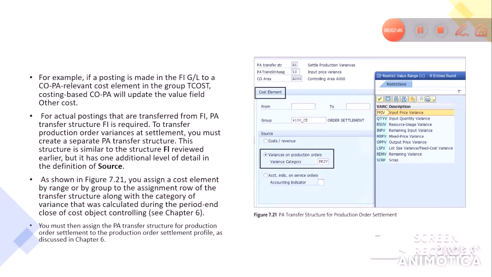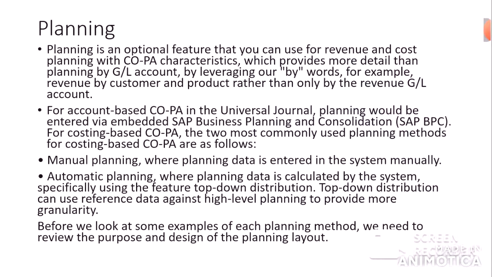So in this figure we assign a cost element by range or group to the assignment row of this transfer structure. Planning is an optional feature that you can use for revenue and cost planning with COPA characteristics, which provides more detail than planning by GL account by leveraging characteristics. For example, revenue by customer and product rather than only by the revenue GL account.